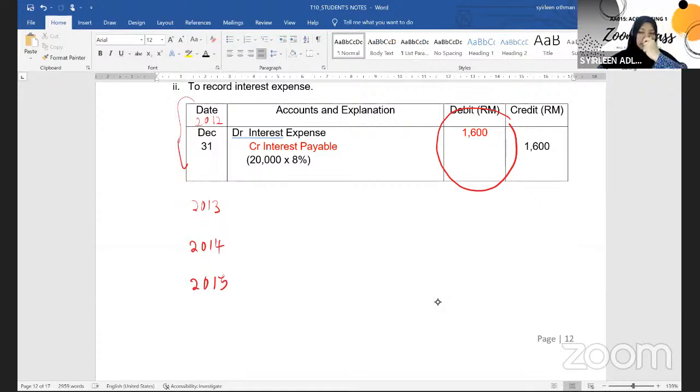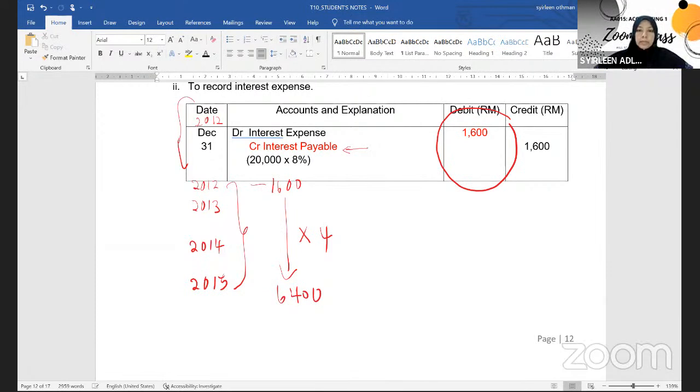But has the payment been made yet? Belum buat lagi. So that means every year you akan declare 1,600 dan dia akan masuk dalam liability iaitu interest payable sebanyak RM1,600. So you have from 2012 until 2015. That means every year you have 1,600. So yang ni times 4. That's how I come out with the amount of 6,400.